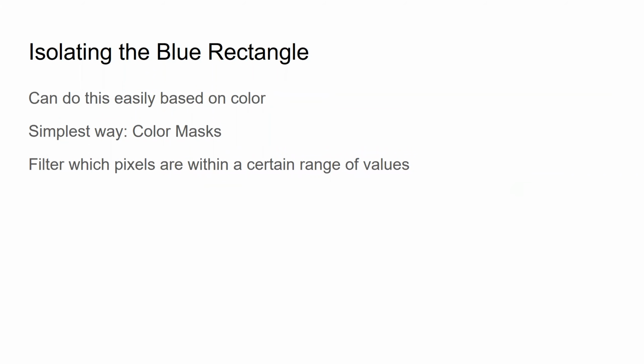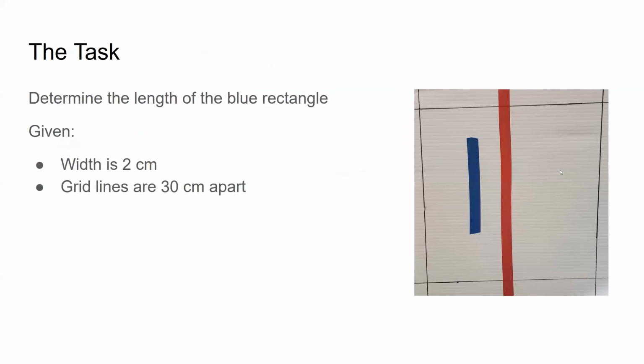So obviously, we're going to need to isolate this area, the blue rectangle, from the rest of the image. And what's nice about this is it's pretty easy to do based on the color. As you can see in this image, there's only one region of blue, and it's fairly distinct from the other colors of basically red, white, and black in this image.